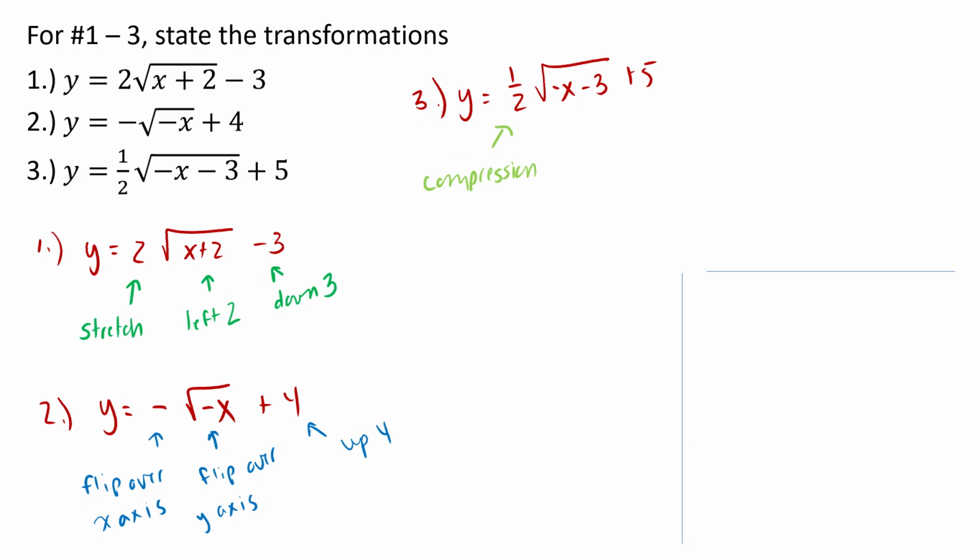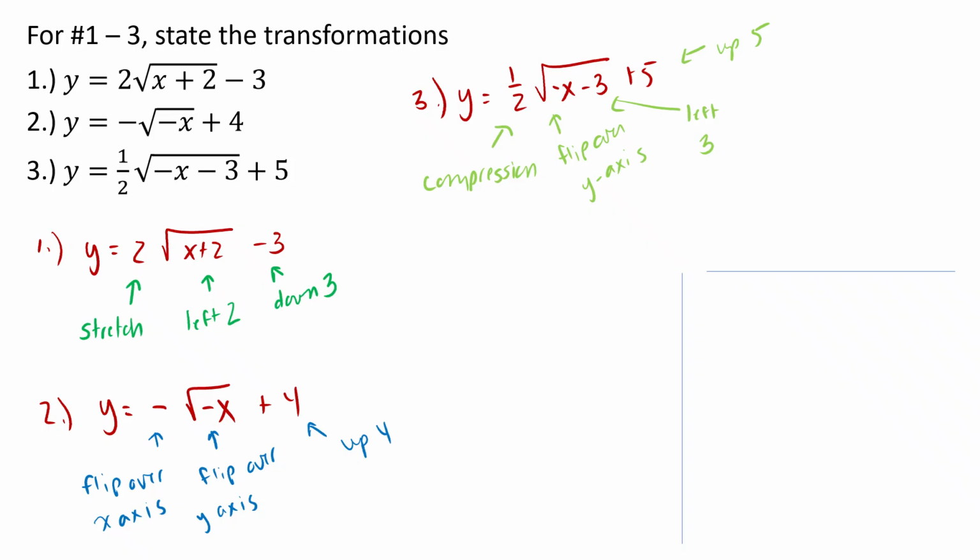Now, here's where it's going to get a little dicey. We have right here that flip over the y-axis. And then we might think that that minus 3 is going to send it to the right 3, but it's not. It's going to send it left 3. And then the plus 5 is going to make it go up 5.